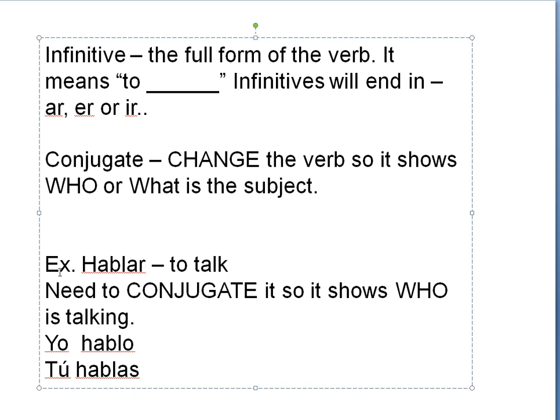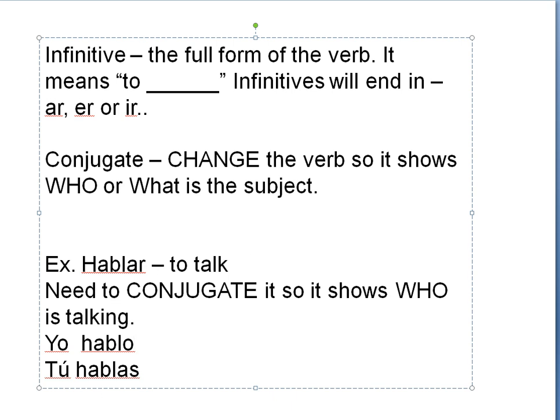So let me show you a quick example here. So for example, the infinitive hablar means to talk. We can't go around saying yo hablar because that would mean I to talk. Okay, so we need to conjugate it so that it shows that I am the one doing the talking. Yo hablo. Or if you do the talking, it would be tú hablas, etc. So how do we do that?